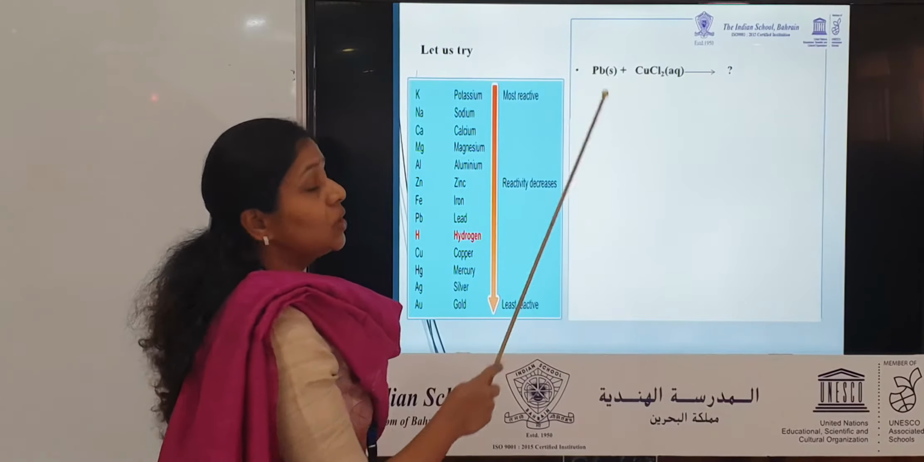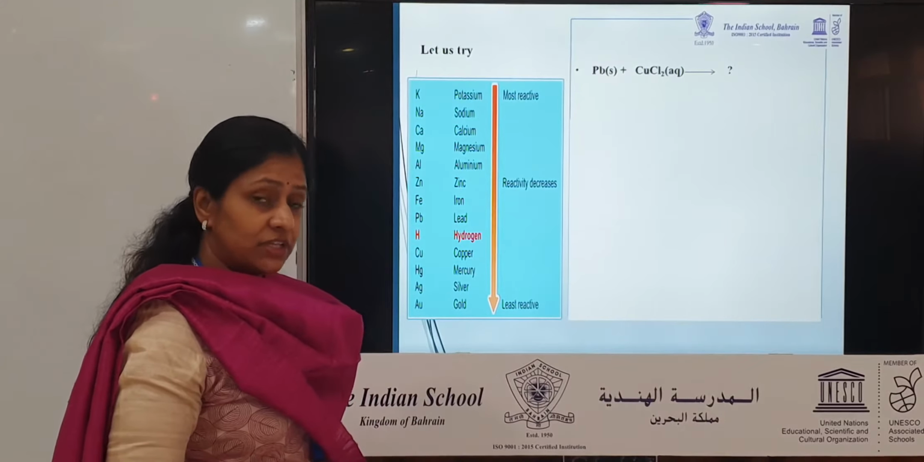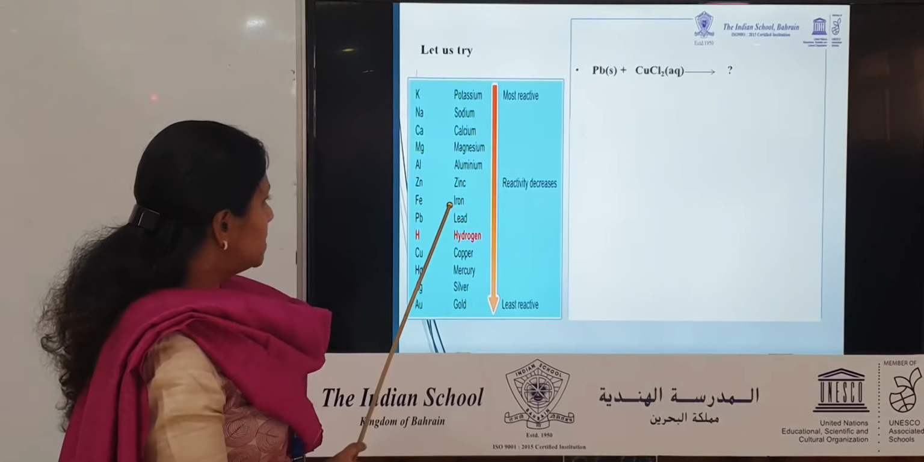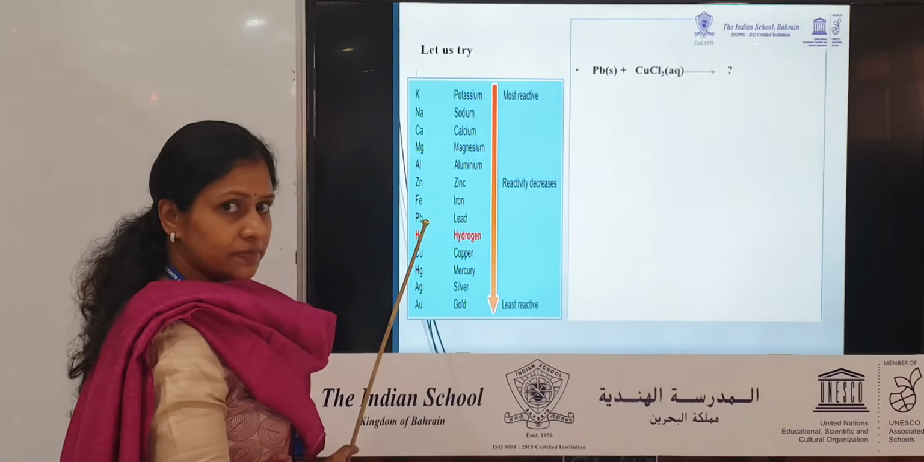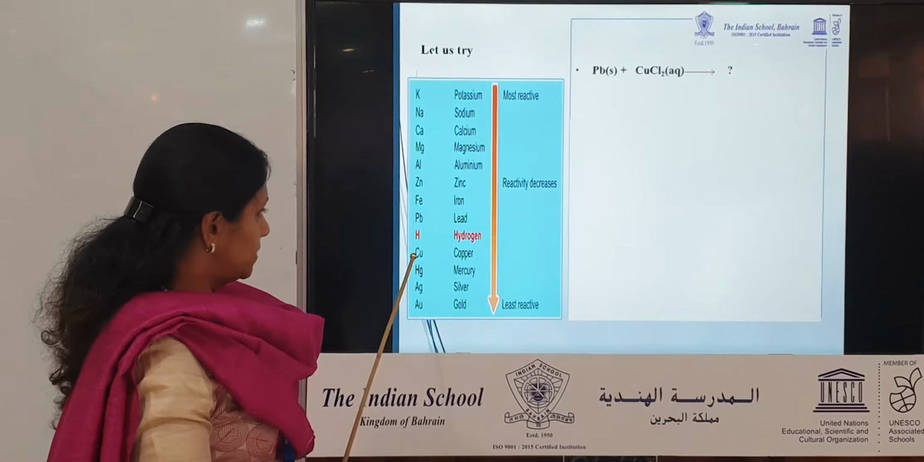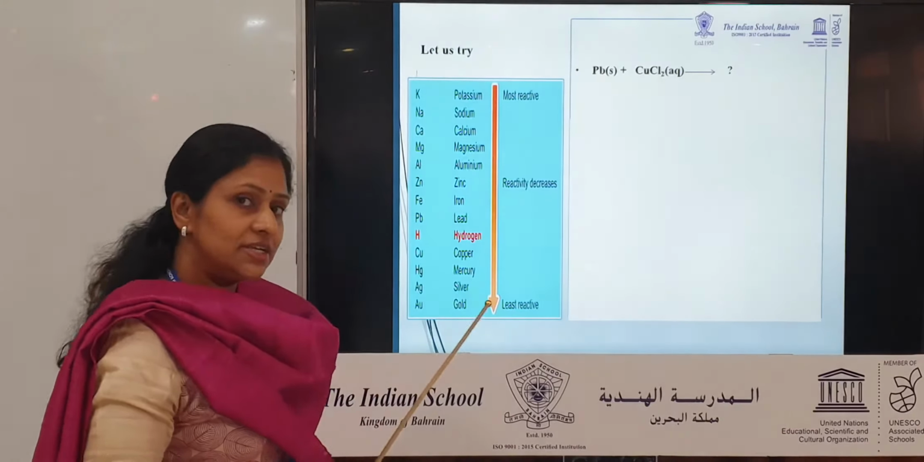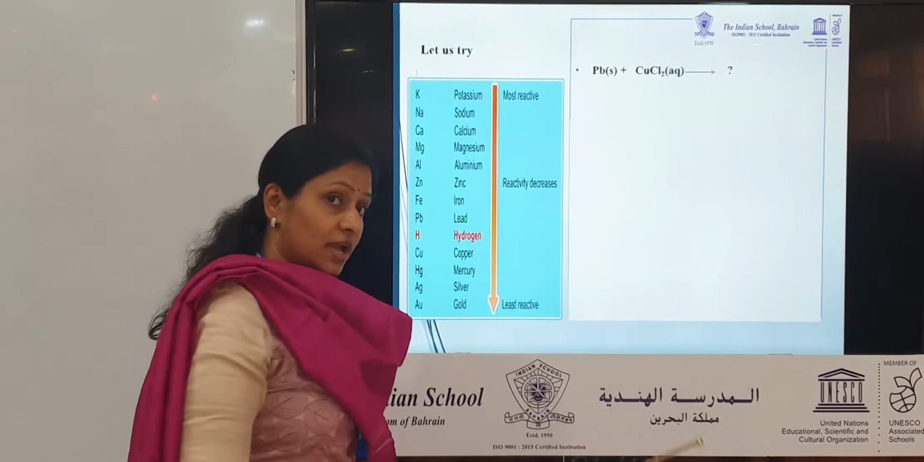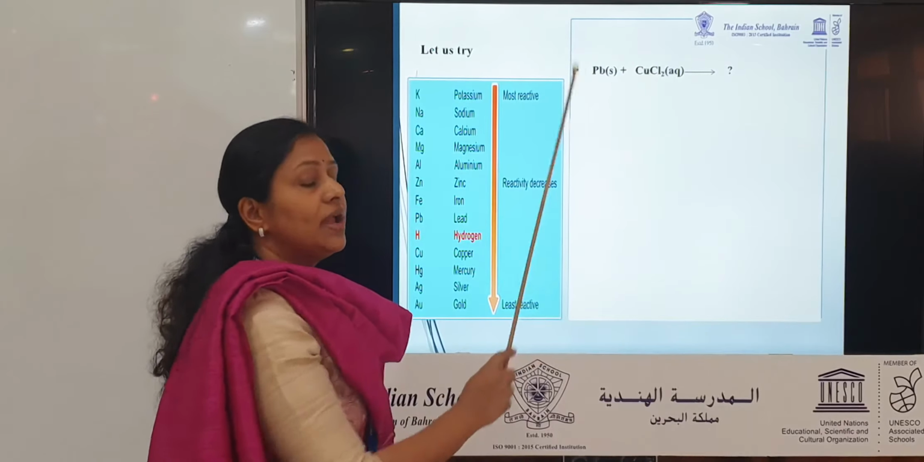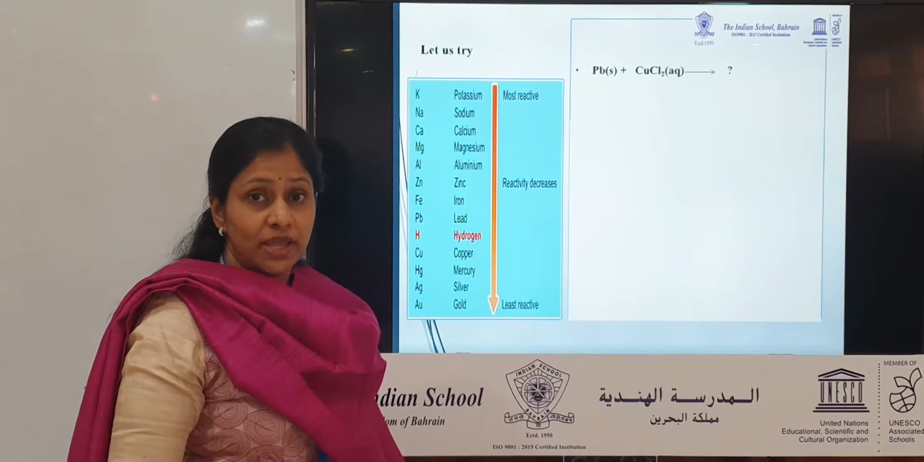Lead and copper chloride. Let us see whether this reaction will happen. Where is the position of lead? It is here. And where is the position of copper? It is here. Lead is above copper in the reactivity series. So of course this reaction will happen because lead is more reactive than copper. So lead can displace copper.